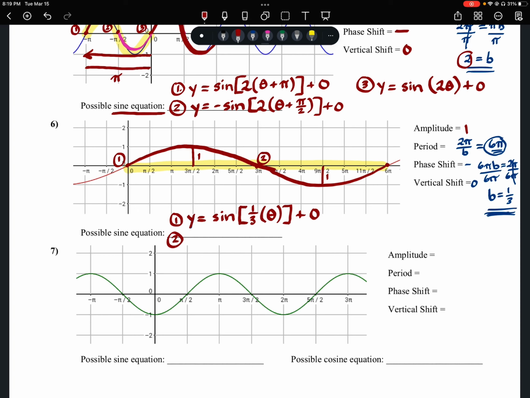Option 2, we'll say y equals. Obviously, this one is going to start by going down first, then up, and then it's going to go off the graph. But we should say negative sine of 1/3 times, in parentheses, theta. And then if we have shifted to the right 3 pi, we would want to say minus 3 pi. Then we will close it, and then we'll say plus 0.